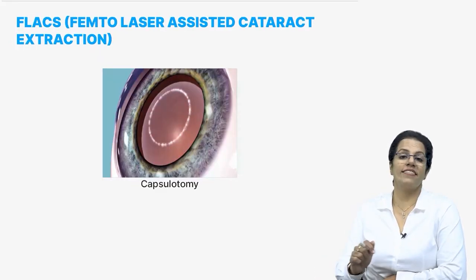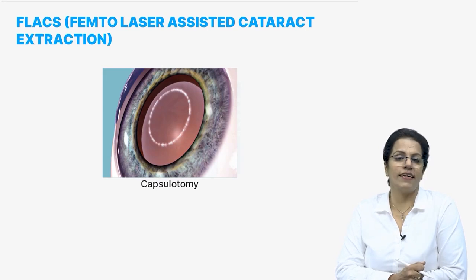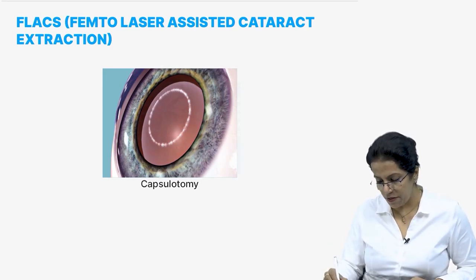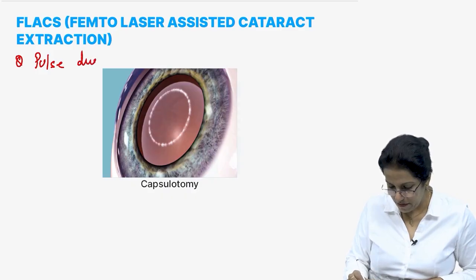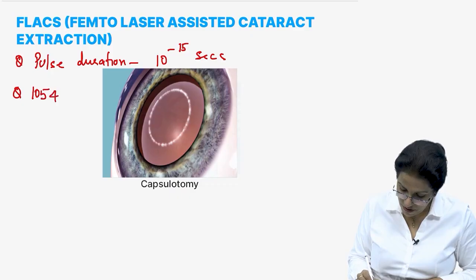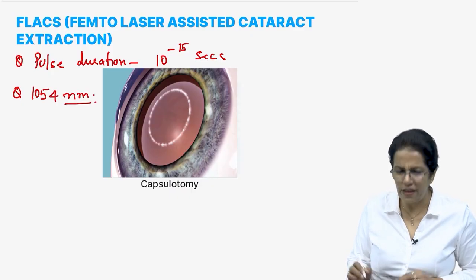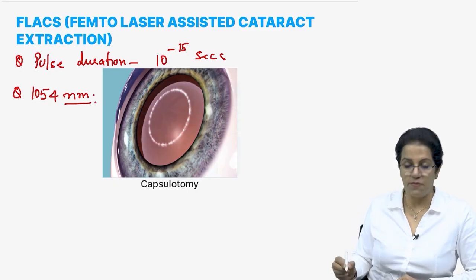Okay. The next and latest surgery is femtolaser assisted cataract extraction. What are the steps we are doing with femtolaser? First question: with femtolaser, what is the pulse duration? It's already given, femto. So if they ask you the pulse duration, you will answer 10 to the power of minus 15 seconds. Then the second question is, what is the wavelength? You will answer 1054 nanometer is the wavelength. Somewhere it is written 1053, somewhere 1054. Right? So that is the wavelength of femtolaser.